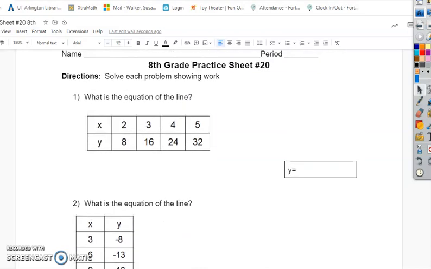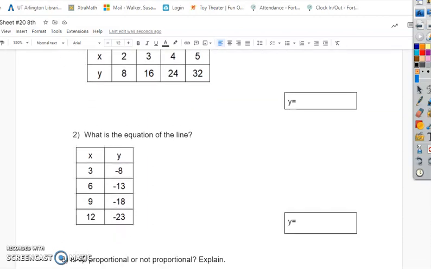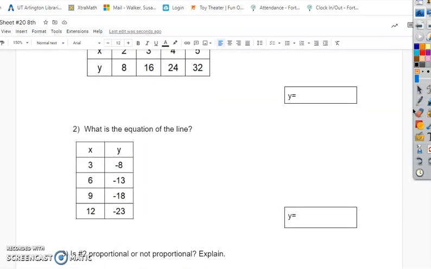Hey everyone, we are working on practice sheet number 20. The first two questions are the same, so I'm going to look at number 2. You'll do number 1, follow it the same way. So we're going to write an equation of the line. Our two equations are y equals kx and y equals mx plus b.